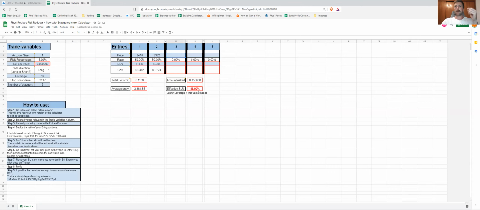Effective stop loss. So you can see here that it's now red, right? Our stop loss is too big. So we'll just make that 8x and we're back in the black, which is what we want.